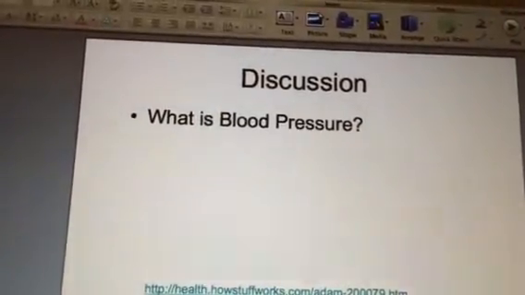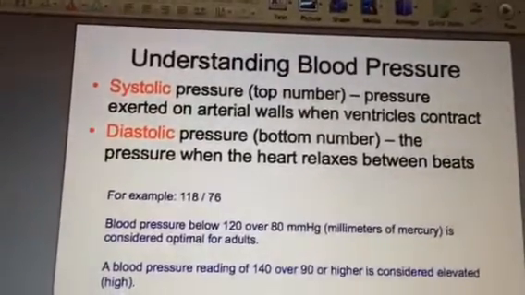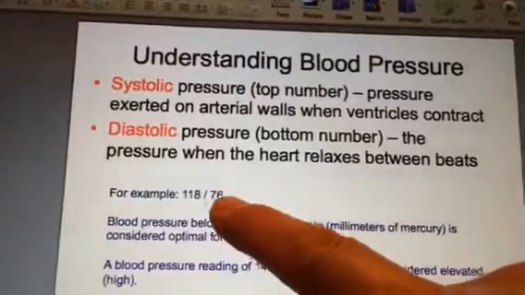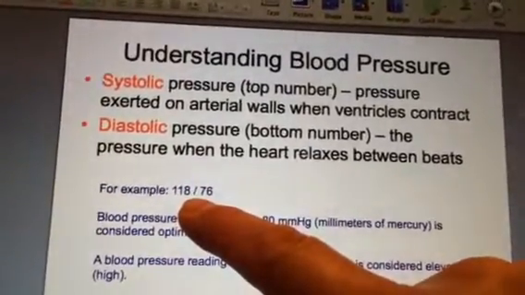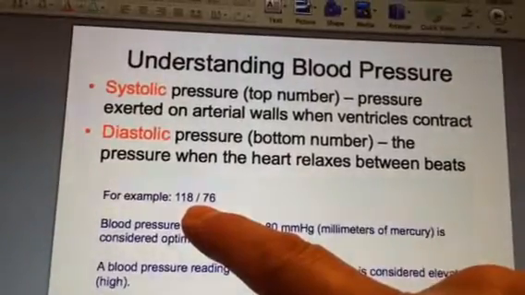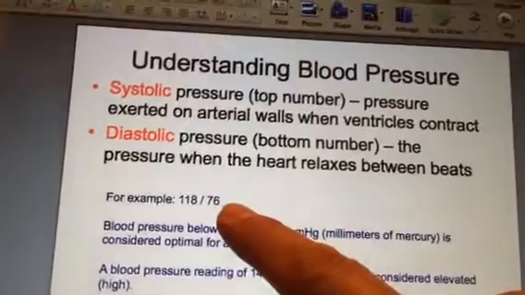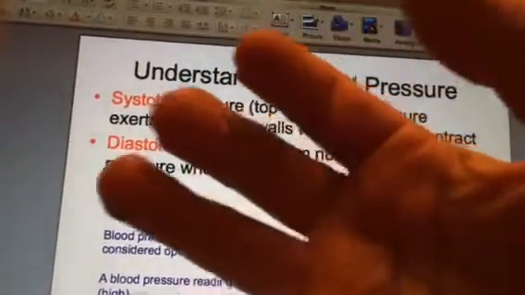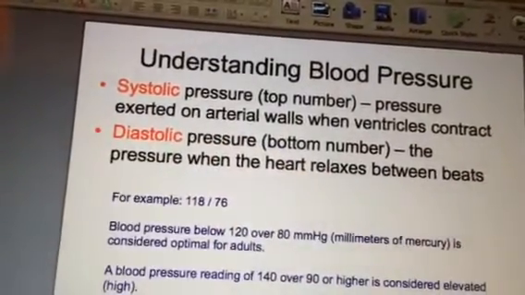So we want to understand blood pressure. Usually if you get your blood pressure at the doctor, you have a number like this, 118/76. That top number right there is called systolic. That's your top number. It's the pressure exerted on your artery walls when your ventricles first contract. Bam! And this bottom number right here is when the ventricles have finished contracting and they relax. And so that's called diastolic pressure.